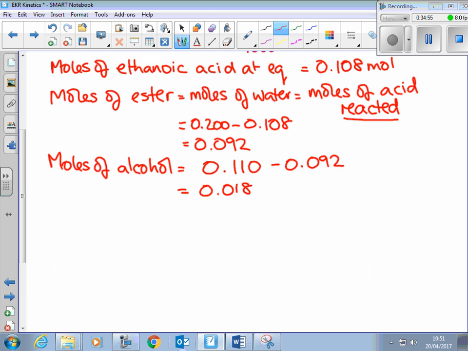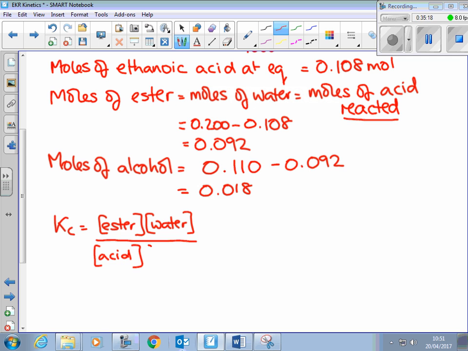Then we've got to work out our Kc. Now I'm not going to put all the formulae in. On the top we've got our products, our ester and our water. Write them in. We haven't got any indices because there are no molar quantities other than 1. And then we've got our acid and our ethanol. I could have put alcohol on the bottom.